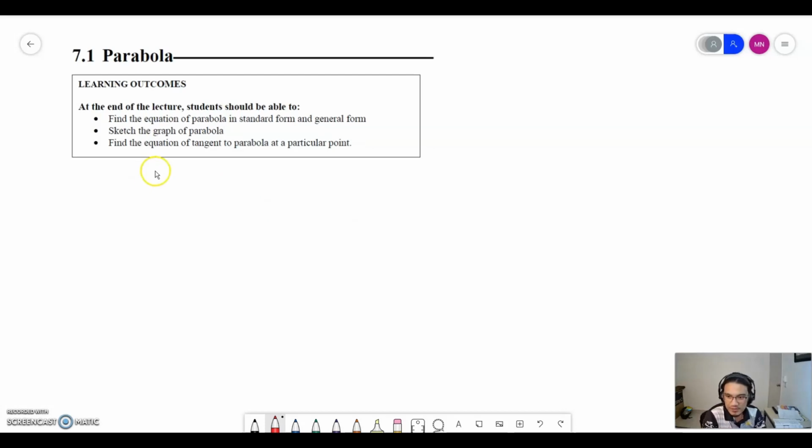Okay, so this video is to cover chapter 7.1, the parabola. In this chapter, students need to find the equation of a parabola in standard form and general form. Second, to sketch the graph of a parabola. Third, find the equation of the tangent to a parabola at a particular point.